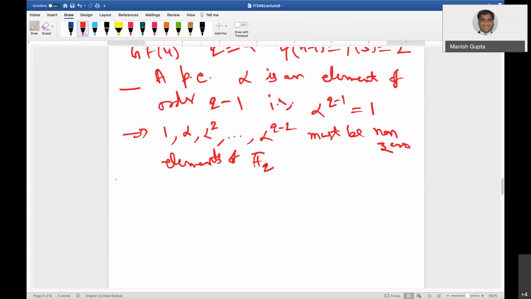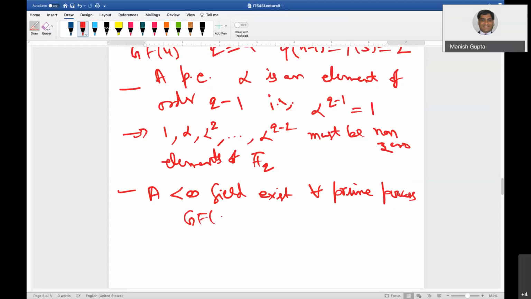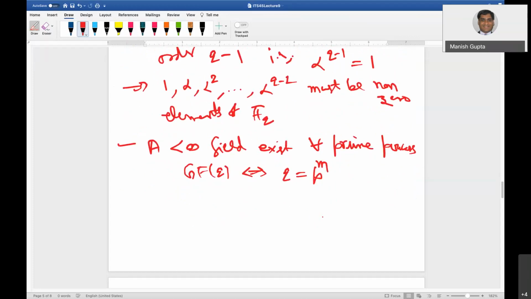Next property, a finite field exists for all prime powers. That means there is a field with q number of elements if and only if q is a prime power. This is something I think you saw by example, but I hope this is clear to you.